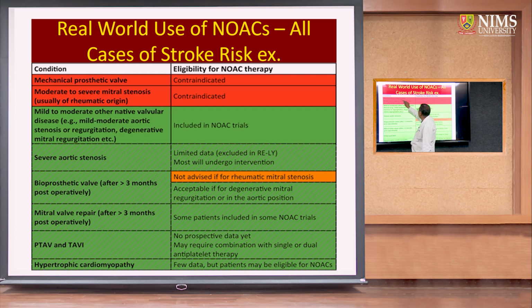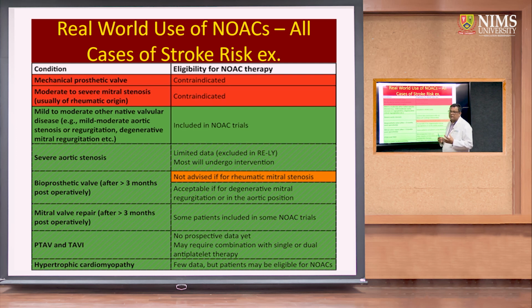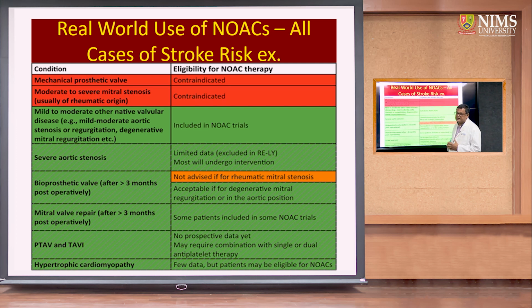In a mechanical prosthetic valve, you do not use NOAC. Why? Because you require more anticoagulation, more stroke prevention. Therefore, if you use a NOAC, it will not significantly decrease the stroke risk. So, because you require more anticoagulation, you will use a high dose vitamin K antagonist here.